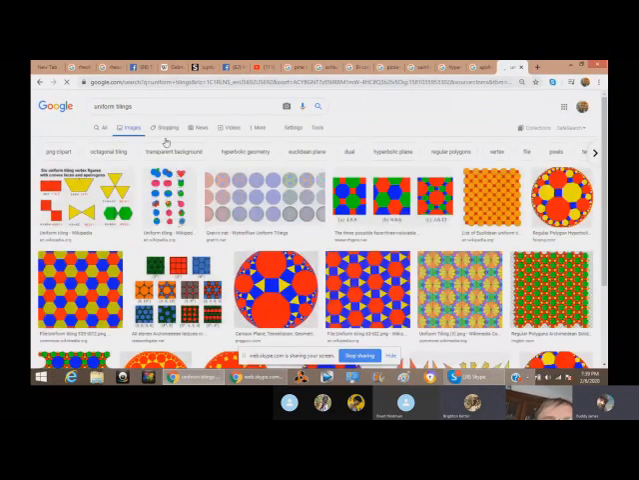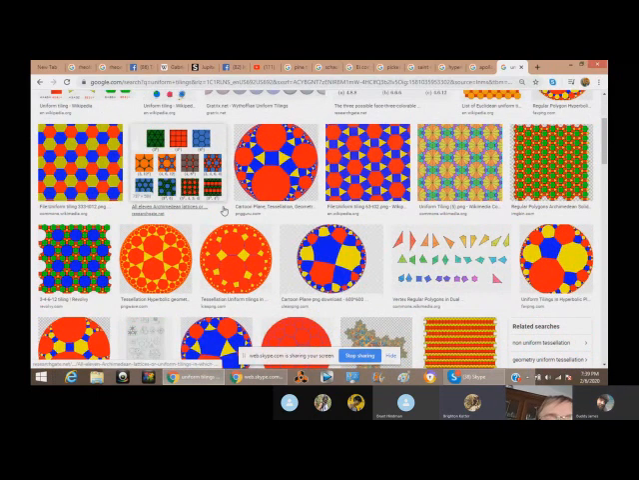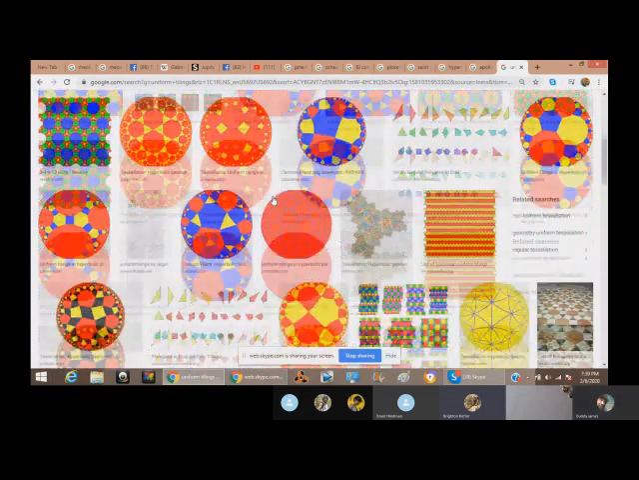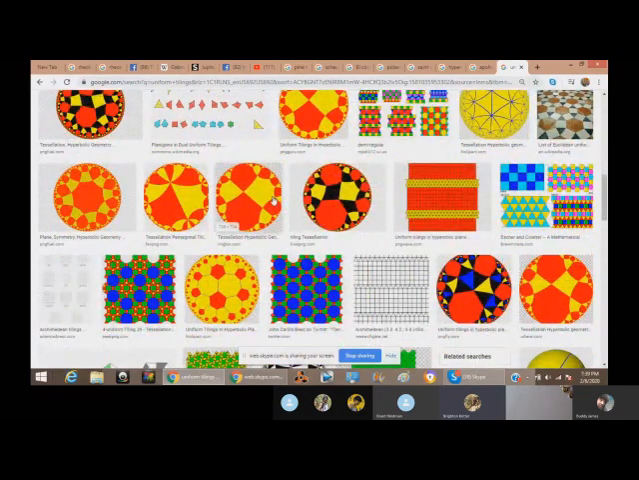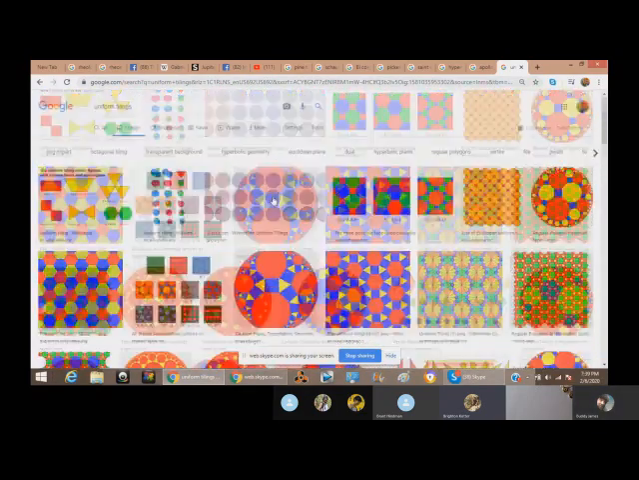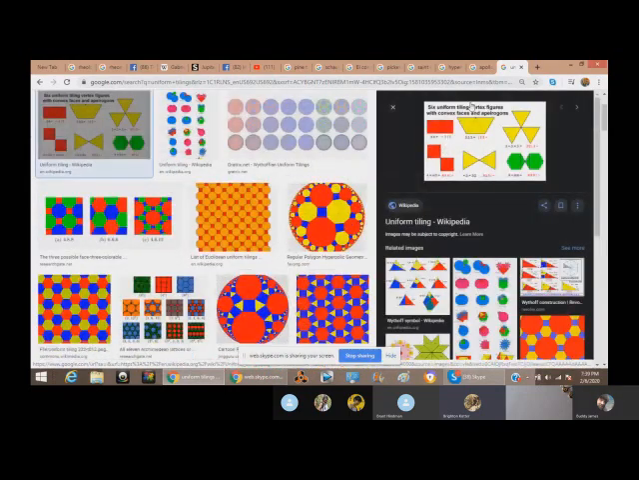Okay, so in the second dimension, there are only 3 tilings that use a single polygon. Those would be the square tiling, if you imagine squares side by side, equilateral triangles side by side, or hexagons, again, side by side. Those are the only 3 tilings that use 1 polygon. Of course, there are other tilings, but using regular polygons, we can reduce the number quite efficiently.